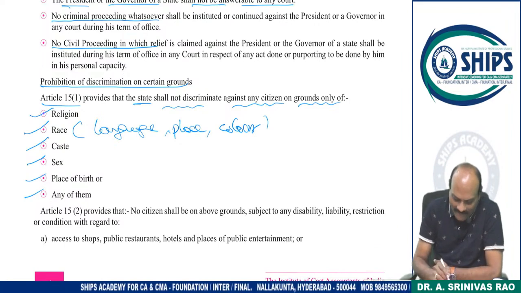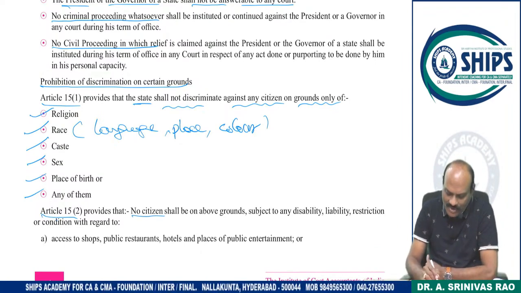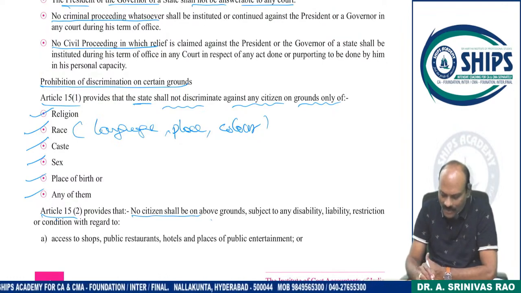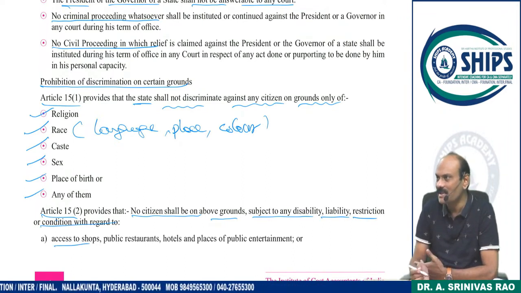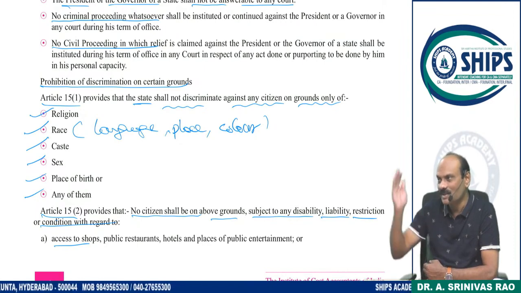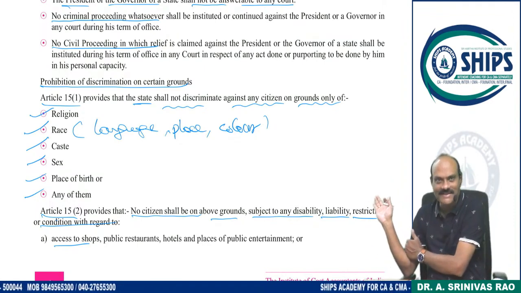And the other one, Article 15(2): no citizen shall, on the above grounds, be subject to any disability, liability, restriction or condition regarding access to shops. Means everybody can access the shop. Is it the case that SC, ST, BC people cannot come and sit with us, or cannot enter my shop? In olden days it was there. Nowadays you don't come across it. Honestly, a drastic change is there.